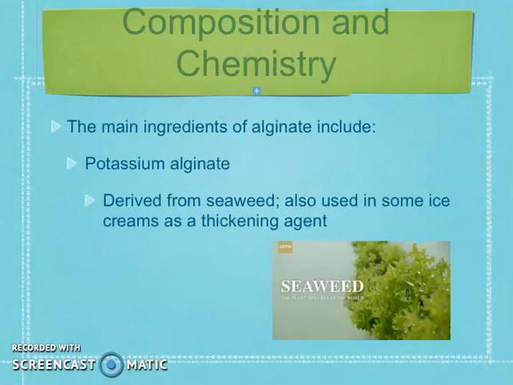So let's look at the chemistry of the alginate for just a second. The main ingredient of the alginate is potassium alginate, and that's derived from seaweed. This is what causes it to thicken when the water is mixed with the powder. Same thing that you have in some ice creams that causes them to thicken.